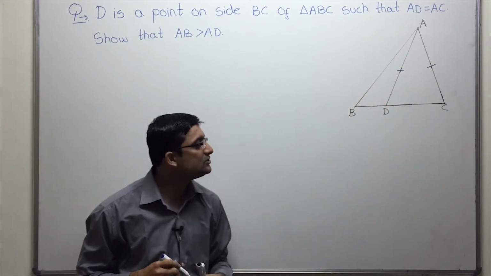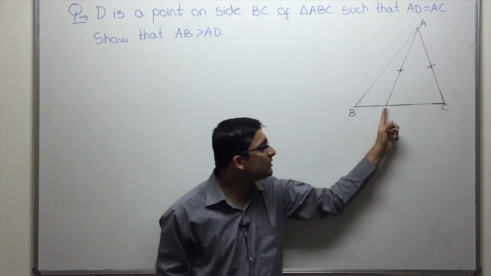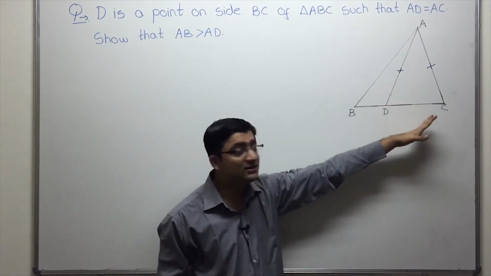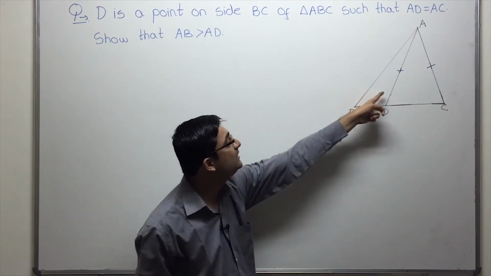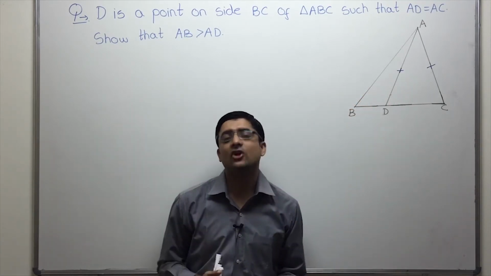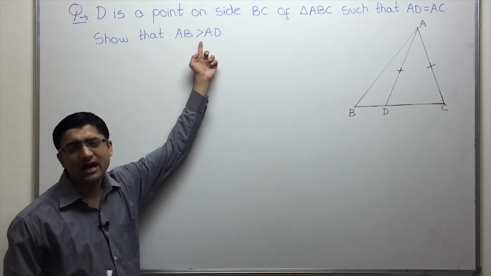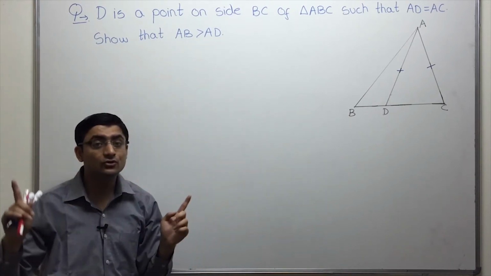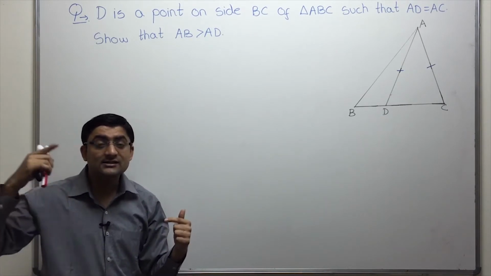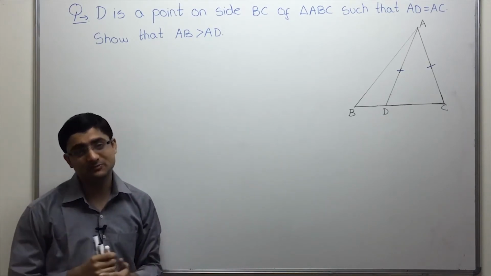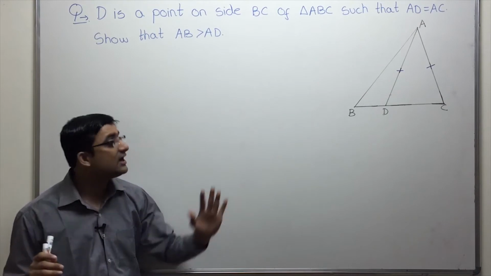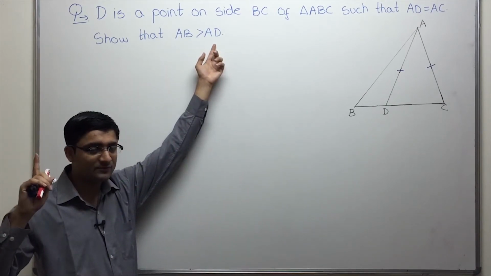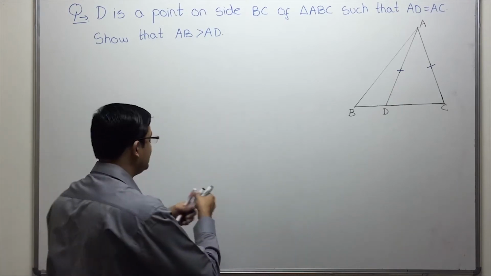So let's understand the question. We have a triangle ABC. I took a point D on side BC such that AD is equal to AC. Based on this, I have to show that AB is greater than AD. So what is the thought process? In a triangle, I want to show one side is greater than the other. That means we have to take help of those theorems. That is, in a triangle, side opposite to the greater angle is bigger. So remember, whenever you have a triangle and you want to show one side greater than the other, you have to take help of those theorems. Keeping that in mind, let's begin.